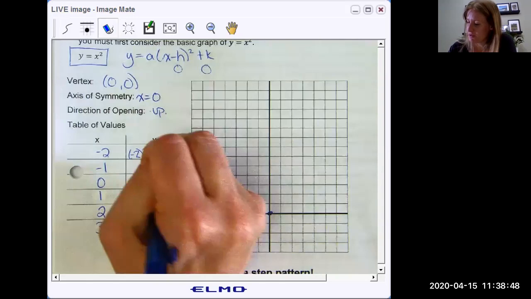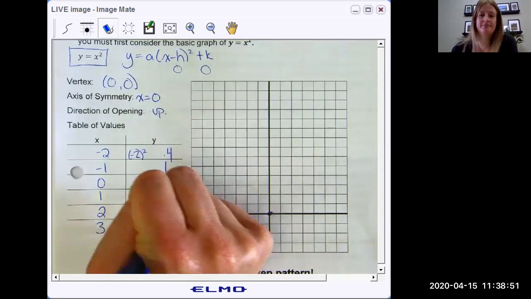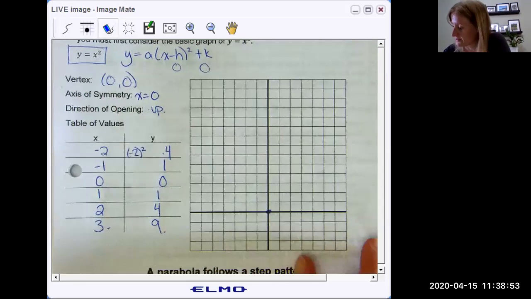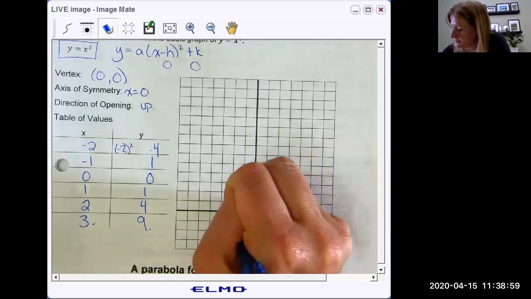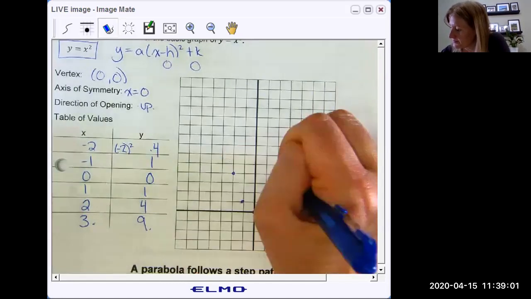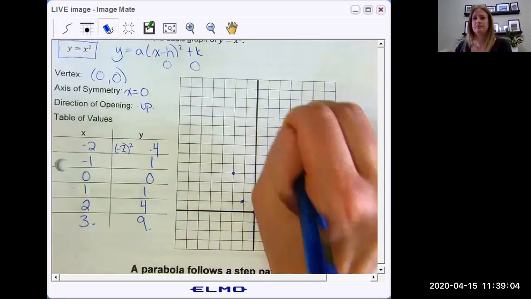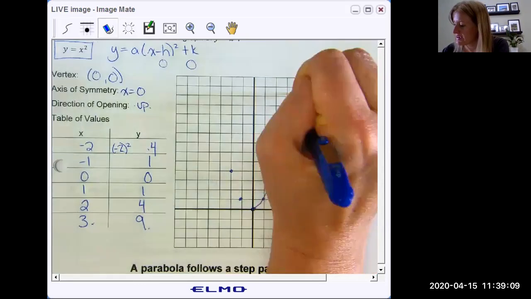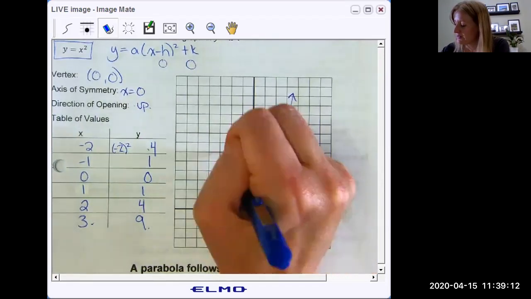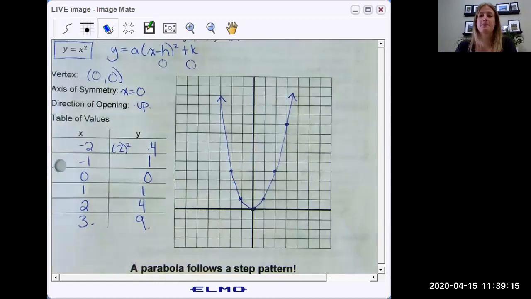That'd be 1, 0, 1, 4, and 9. And I'm going to plot these points, and you are as well. And I see my lovely base parabola like so. Ta-da! We're going to explore what's called the step pattern. I'm going to make myself wait for 1 minute for you guys to get this sketched out.